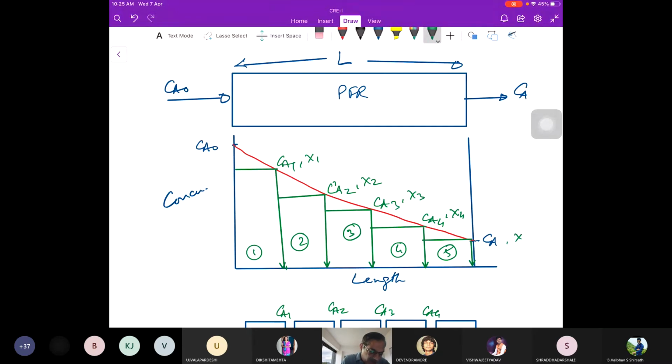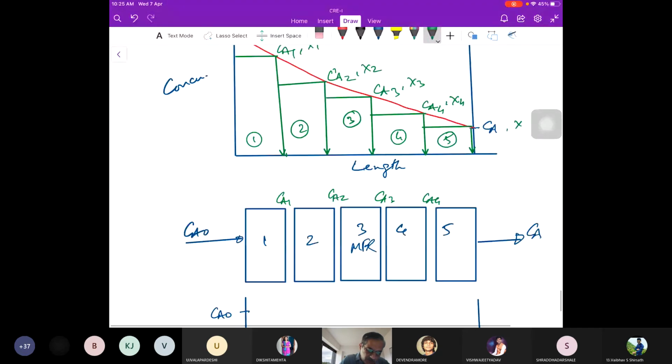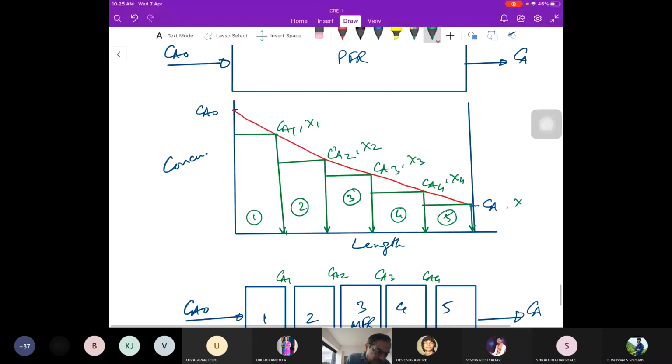But in PFR, it gradually reduces. So what this is saying is, as I increase the number of MFRs, this area will become smaller. Instead of here, it will be maybe here. If I increase it to infinity, this area will become smaller still. So essentially what it means is, as I increase the number of reactors or MFRs, the behavior of the MFRs will closely approximate the PFR behavior.